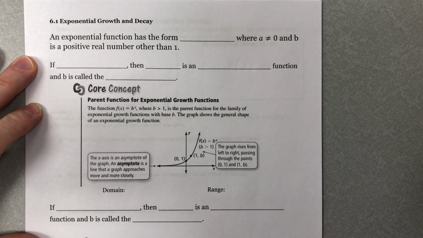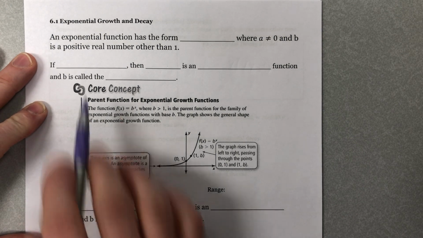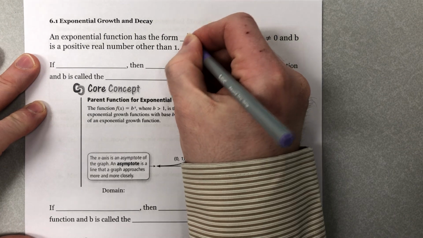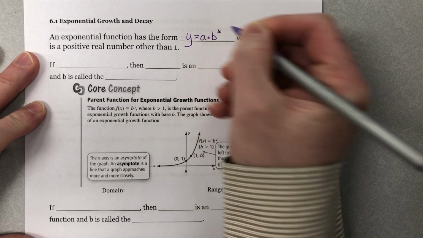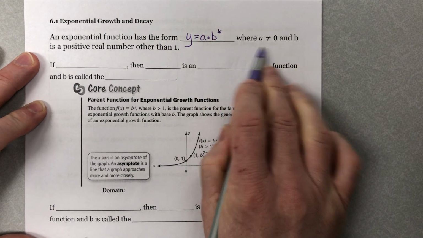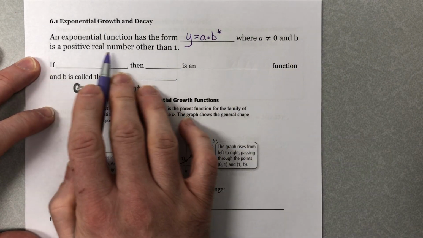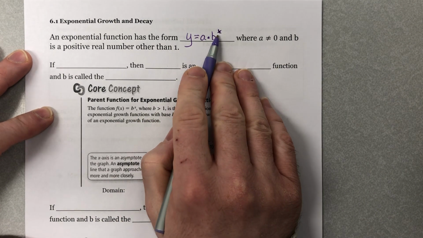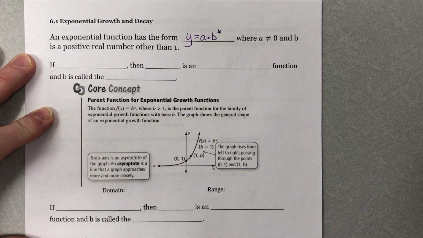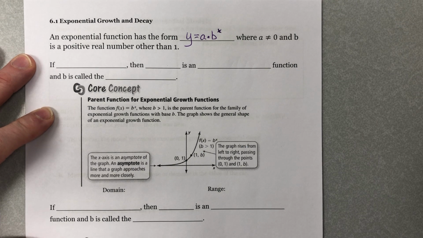So we're going to start off and talk about an exponential function. An exponential function has the form y equals a times b to the x, where a cannot equal 0 and b is a positive real number other than 1. It's called exponential form because we have a variable as the exponent. We're going to start by talking about a growth function and a decay function.